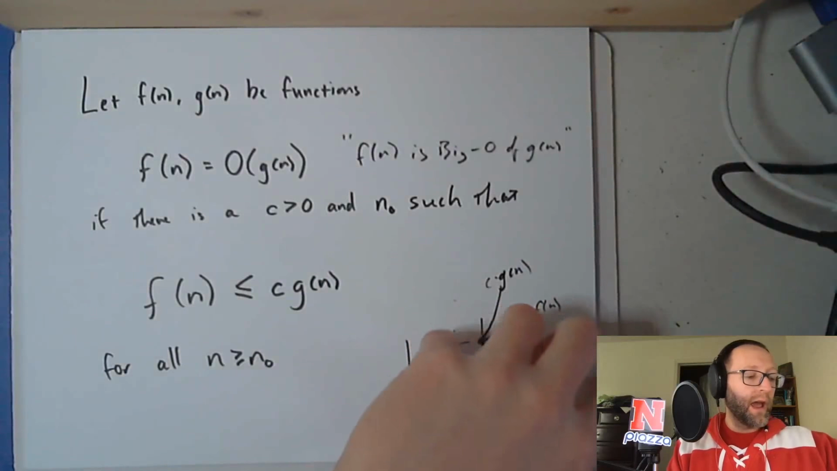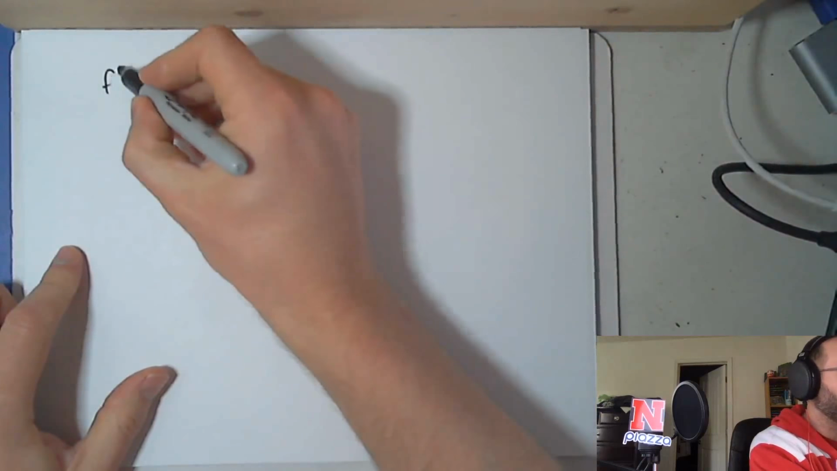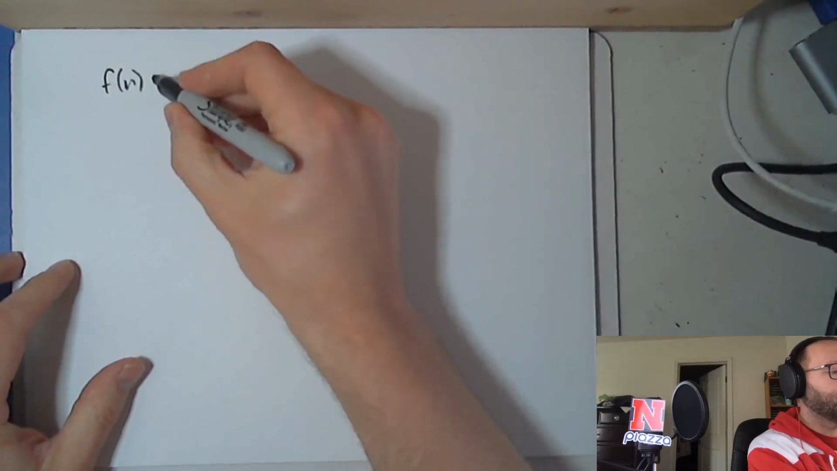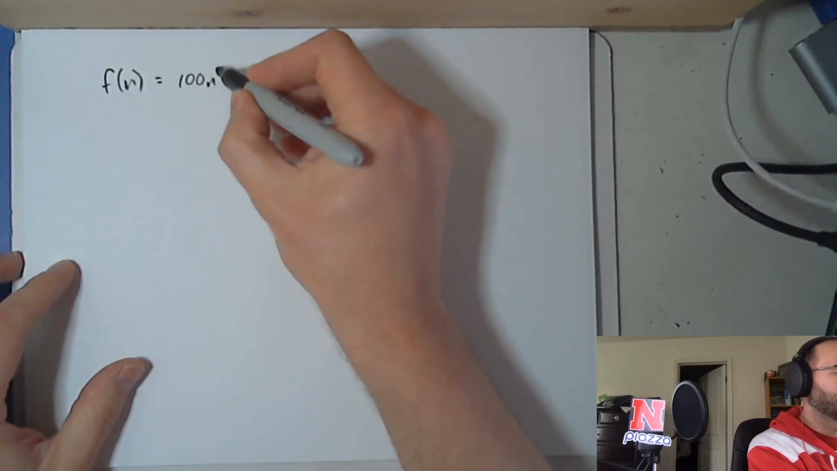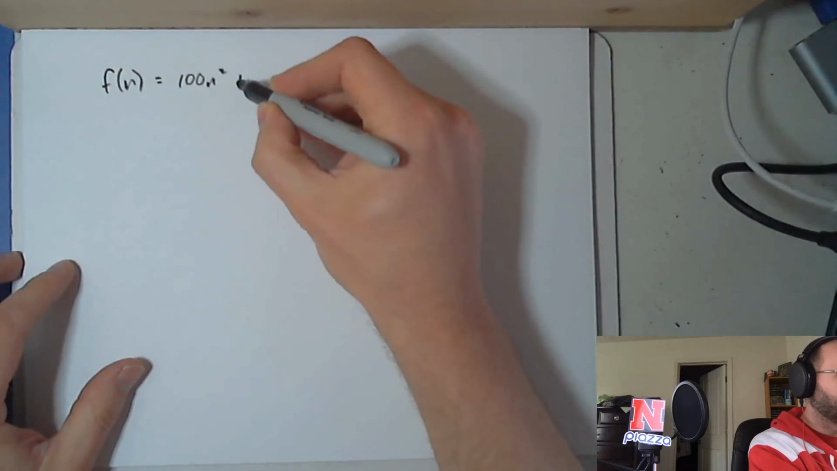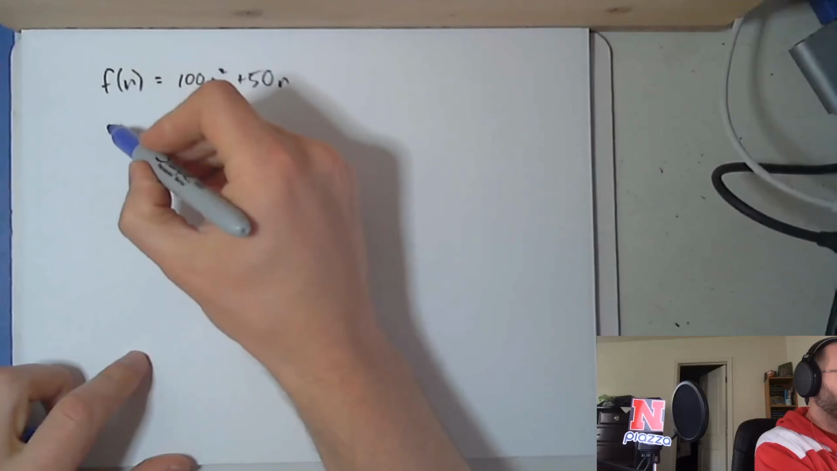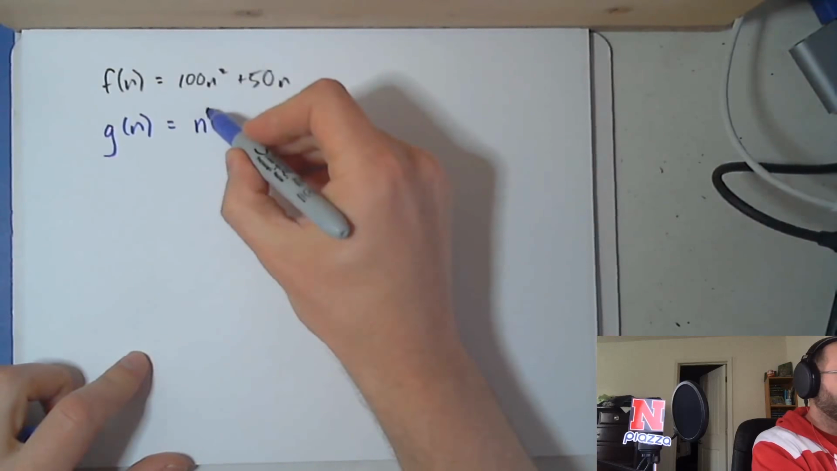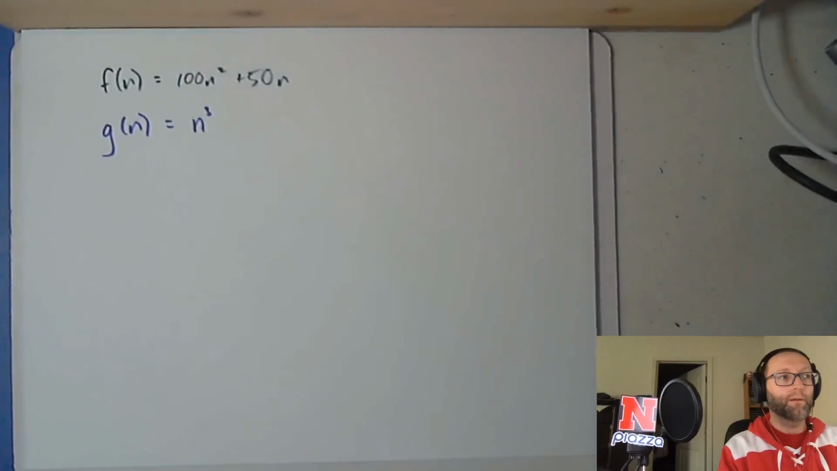Let's do the full proof by hand here. My functions, again, are f of n. Hopefully you can still hear me over there. f of n is going to be, what was it again? 100 n squared plus 50 n. I'm going to switch colors over here because this is a better pen. And g of n is n cubed. I kept things simple by keeping these two functions simple.